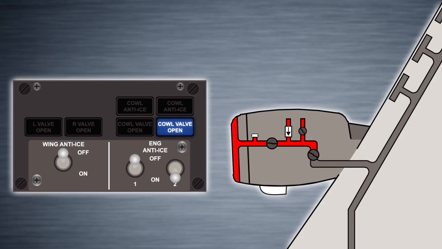If the regulator fails and pressure increases beyond 65 psi, the cowl anti-ice light on the forward overhead panel illuminates. Illumination of either cowl anti-ice light triggers a master caution and the anti-ice system annunciator light.